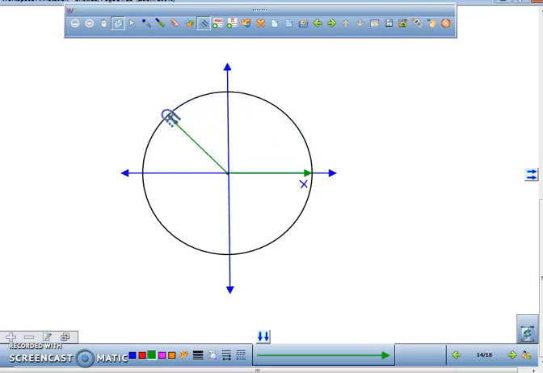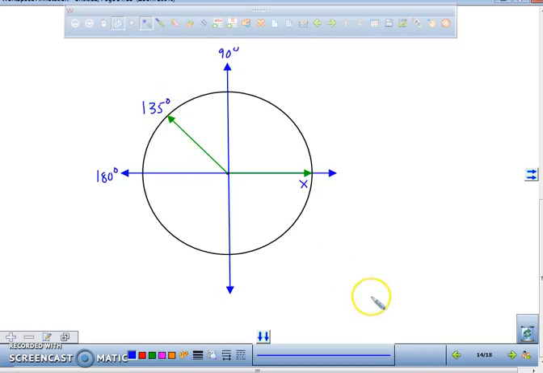135 degrees, which is perfectly in between 180 degrees and 90 degrees. That's where 135 is located. We're in quadrant what? Quadrant number 2. All of our x values in quadrant 2 are negative, and all of our y values are positive. So what we're going to be searching for, everybody, is our x, our y, and our radius.